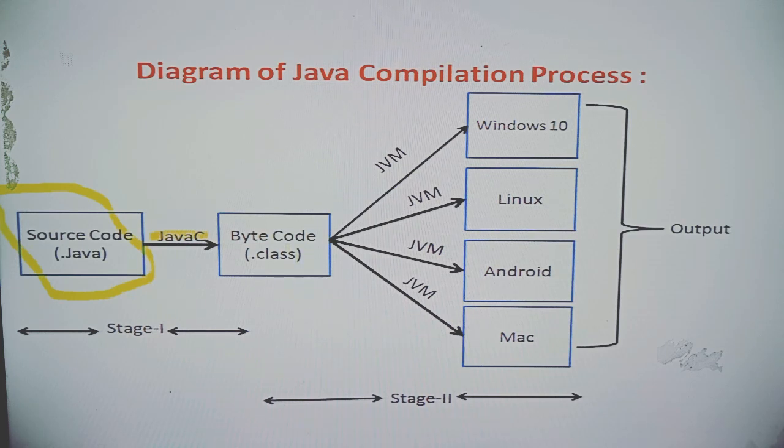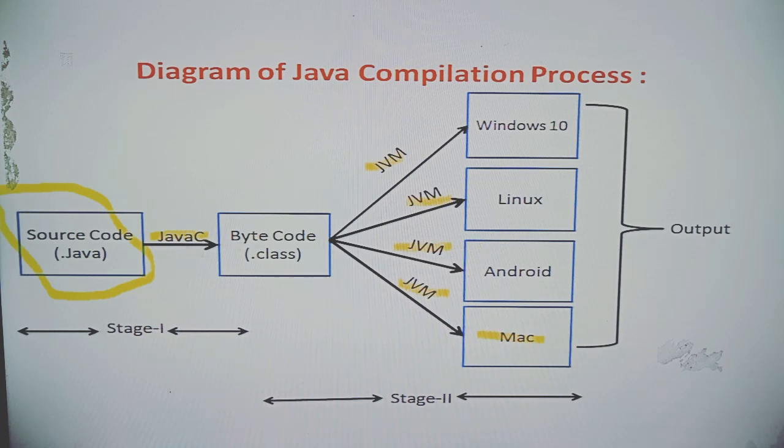And this bytecode will be interpreted by this JVM, and what will be generated? Output. Now here these multiple arrows represent that this bytecode can be executed on Windows 10 operating system, Linux, Android, and a Mac operating system also. As I already told in the bytecode explanation, bytecode is platform independent. So it will be executed on any operating system.